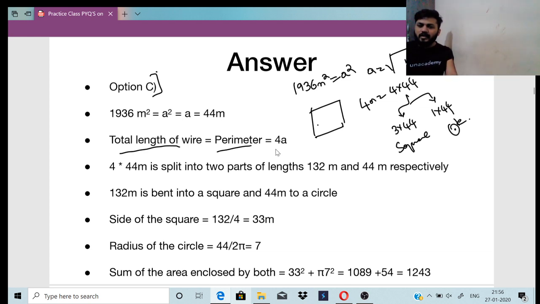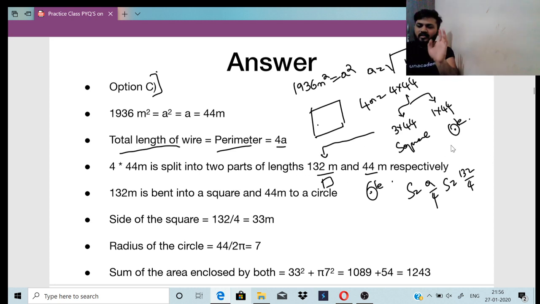Everyone getting this? Perimeter is 4A. So 4 into 44 meter is split into two parts. 3 into 44, which is 132 meter, is a square, and 1 into 44, which is 44 meter, is a circle, right? 132 divided by 4, right? So it is basically 4S equals the perimeter, so S is equal to the perimeter by 4. Side is equal to perimeter by 4 because 4 sides are there in a square. 132 by 4, which is 33 meter. This is a side of the square.